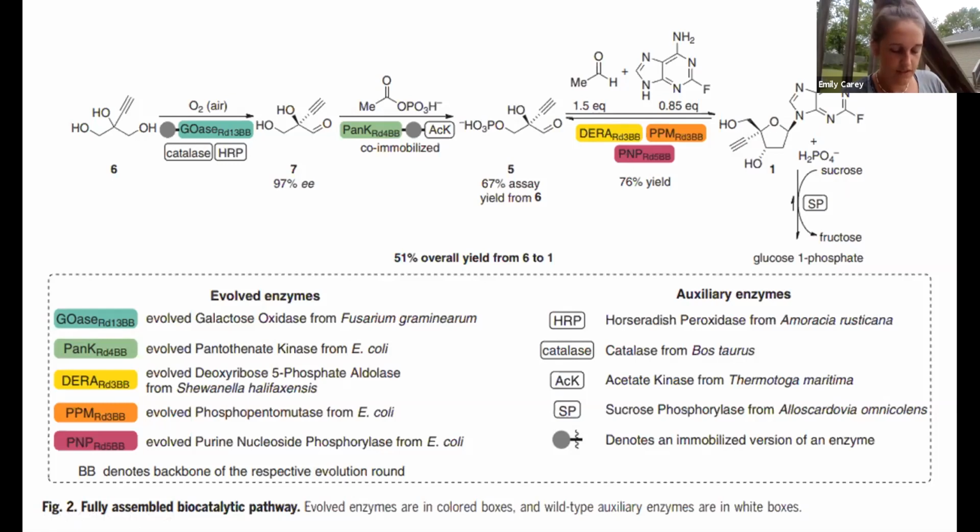And then here they have the immobilized version of an enzyme. So here we see the GoAce. This purple little dot represents a bead. So it can be reusable, which makes it very efficient and very green. So they were able to work up the reaction, a very easy process.